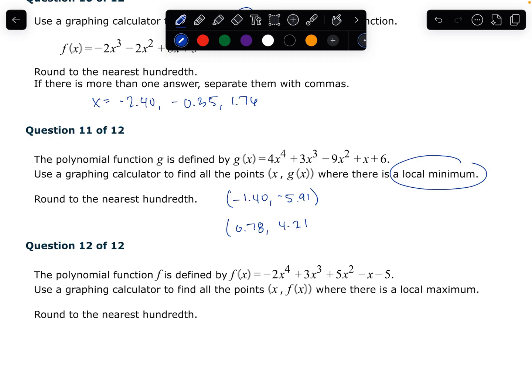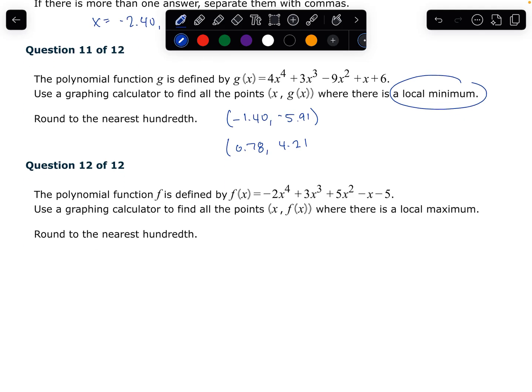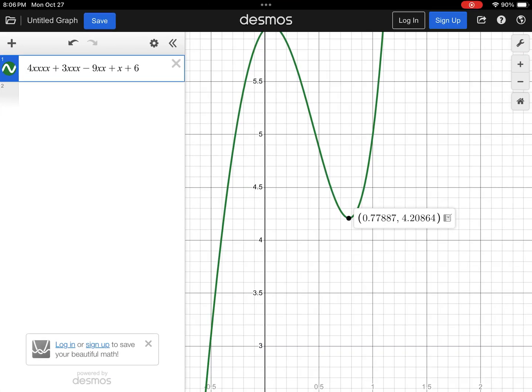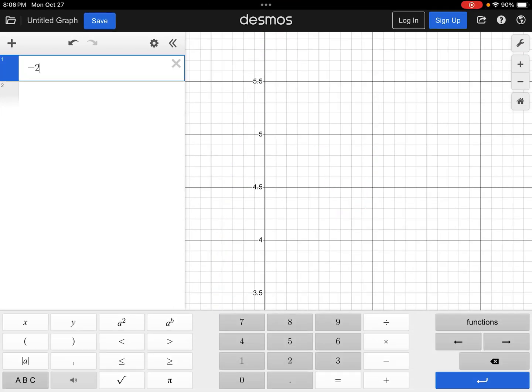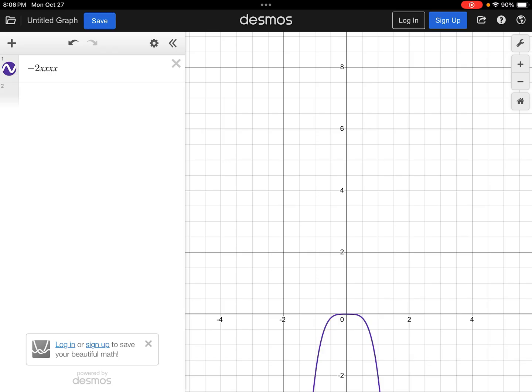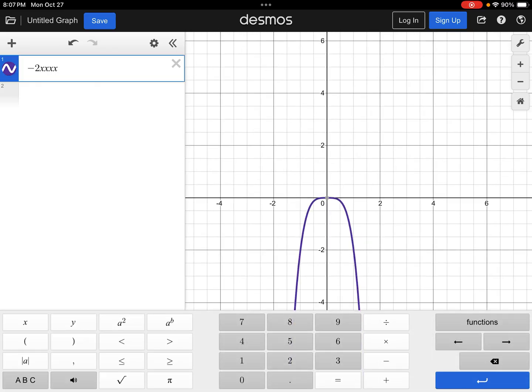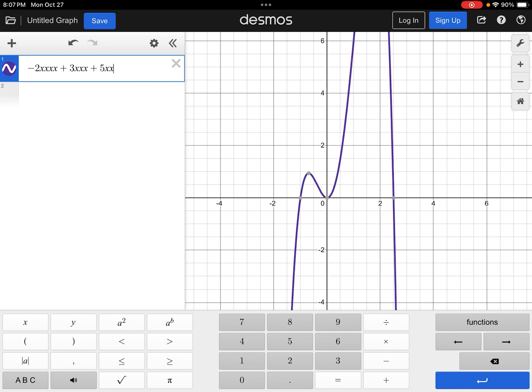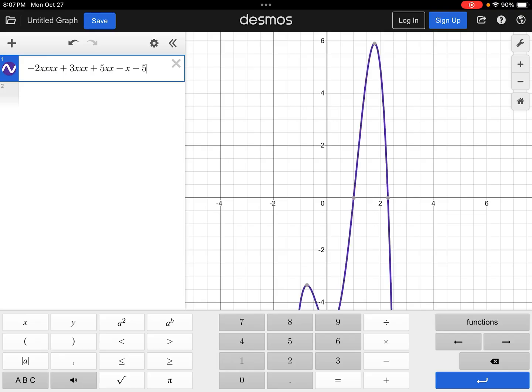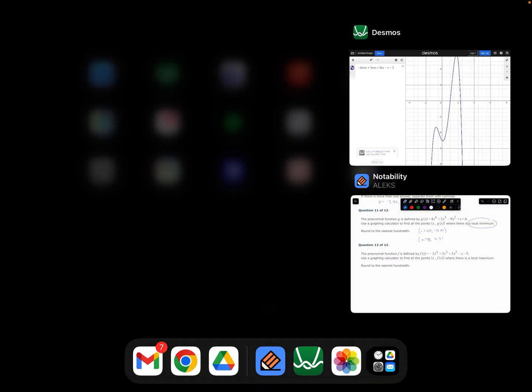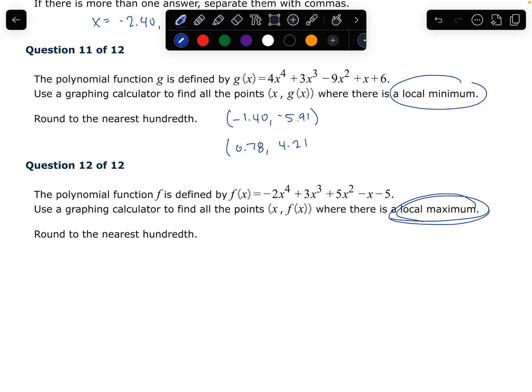Okay, and then for 12, all right, so we're going to put that into Desmos. So I got negative 2x to the fourth, and then plus 3x to the third, and then plus 5x squared minus x minus 5. And then are we looking for minimums or maximums? So maximums is what we're looking for.